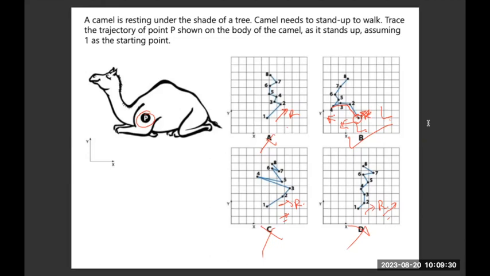See, whenever a camel stands up, it first tends to move towards the left, first thing. And then it trajects towards the right.